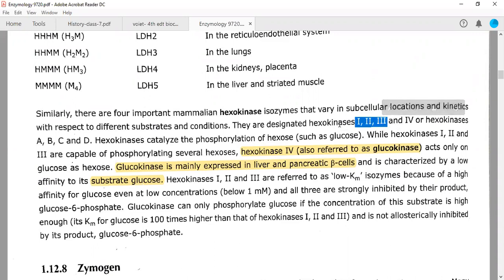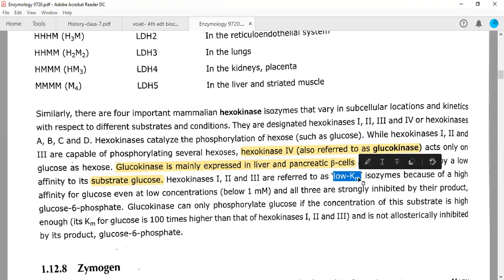Hexokinase, for example glucokinase, will convert glucose into glucose 6 phosphate, and if they have more affinity for this product, finally this glucose 6 phosphate, or any hexose 6 phosphate, will result in inhibition of that particular enzyme by a feedback mechanism. So this is not a good thing for the enzyme. Therefore hexokinase 1, 2, 3 are referred to as low Km, because what is Km?